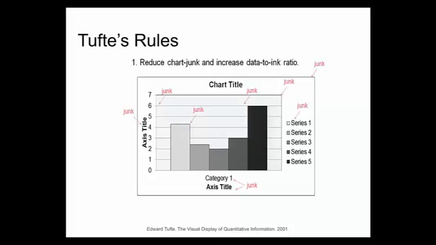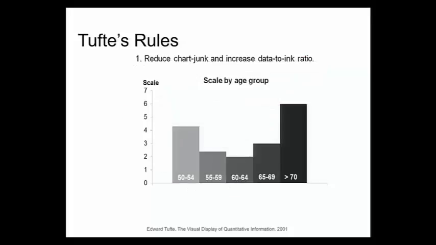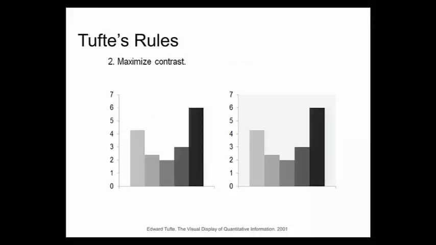Only use titles that you need to. You don't necessarily have to have both. Get rid of colors in the background, get rid of lines, that kind of stuff. When you can get rid of extra ink, basically, whenever you can, you want to eliminate it. You want to maximize contrast.